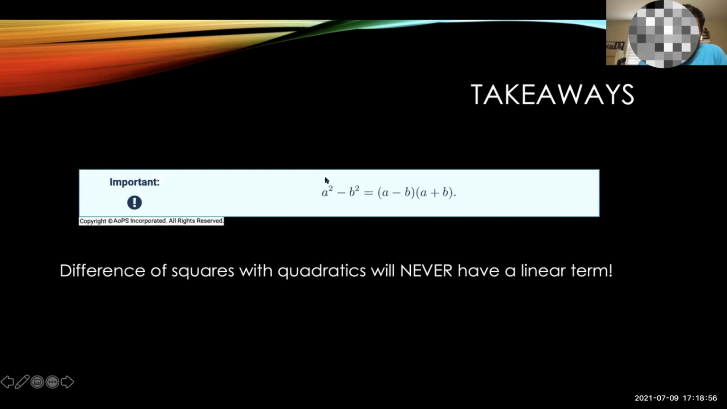So that's what I was just explaining. If you're looking for a formula, this is a very concise way of explaining it. And the way you can always tell is that a difference of squares for quadratics will never have a linear term at all.